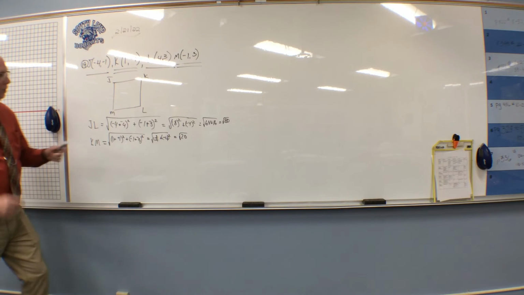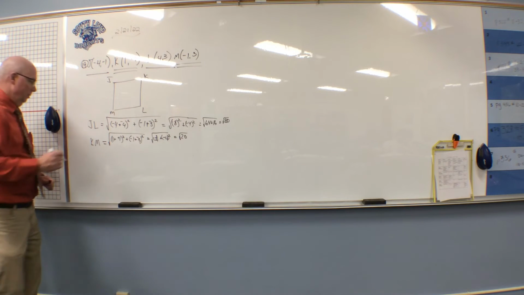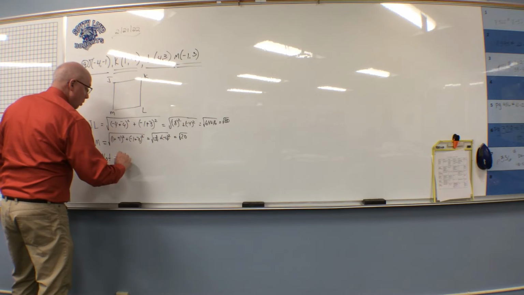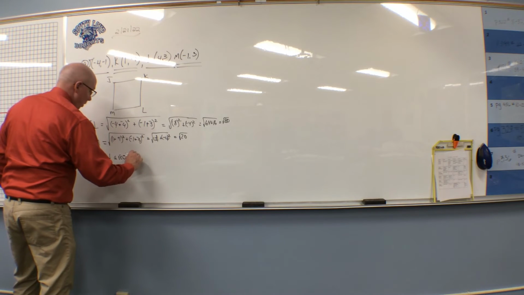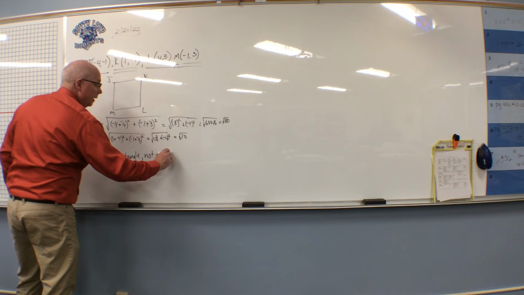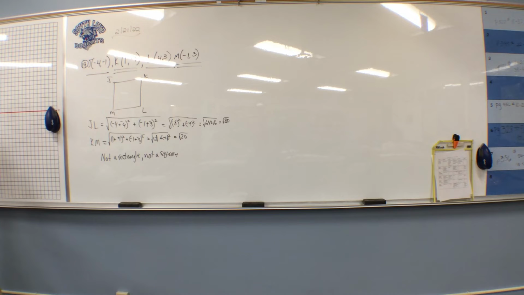All right, are those diagonals equal? No, it's not a rectangle. So could it be a square? No. It cannot be a square. It's a rhombus. Well, we have to check. We don't know. We just know it's a quadrilateral.